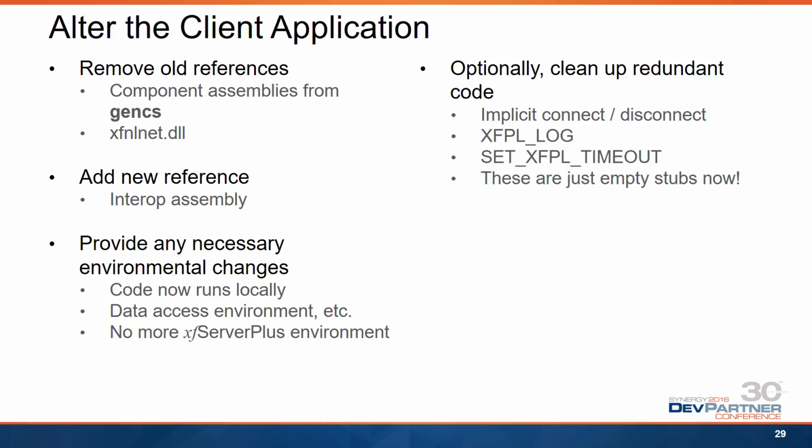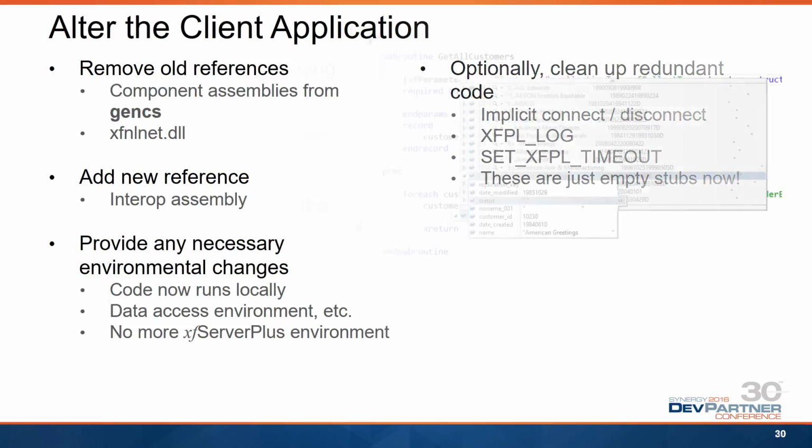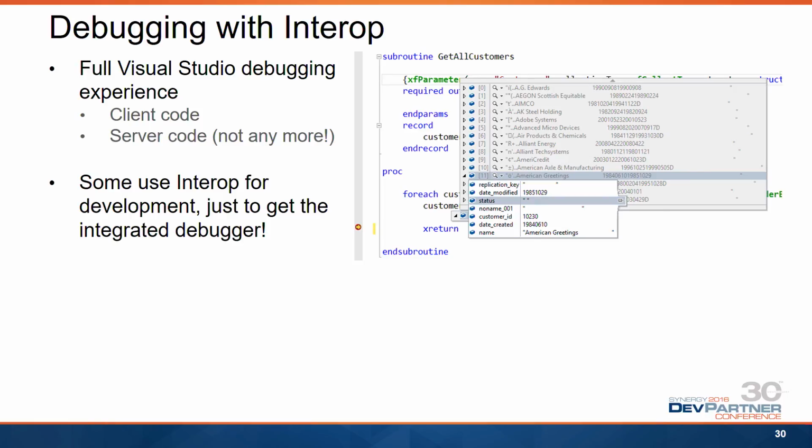Altering the client application usually is very simple. You simply remove the references to your xfNetLink assembly, you remove the reference to xfNLNet, you add a reference to the new Interop project that you've just provided, and you hit build. And generally speaking, you would expect your client application to just build. It may not run, again, you may have to configure some runtime settings to let it find its data and stuff like that, but generally speaking, it's not difficult to amend the client application.